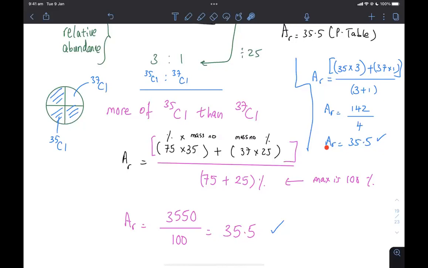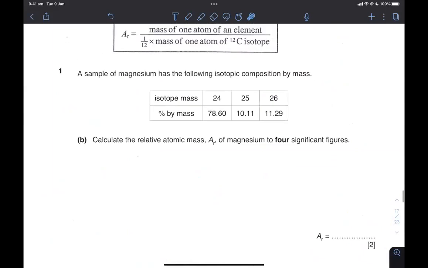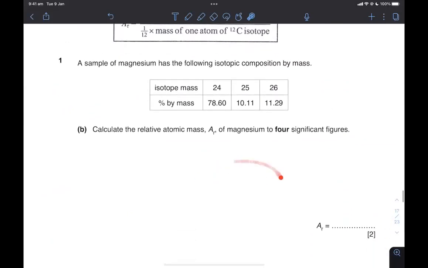It is what is defined in the syllabus as the average mass. It is not an exact mass. You do not have 0.5 nucleon. Instead, what you have is actually chlorine 35, chlorine 37, but you average the mass for all the isotopes relative to 1/12 of the mass of an atom of carbon-12. That is the full definition of AR. What I will leave you to do is, you can do this question on your own.